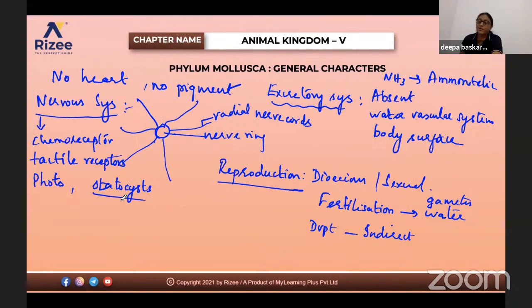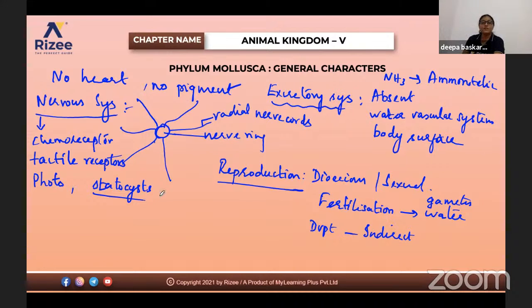And development, if you see, is indirect. Development is indirect means there are different larval stages. Many larval names are also there for each of the different echinoderms as they have different morphology. Mostly the larvae are free swimming in nature, and larvae are bilaterally symmetrical. That also you have to remember. That is the unique feature of echinoderms. Larvae will have bilateral symmetry, and adult echinoderms will have radial symmetry.